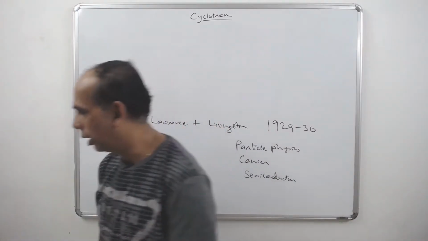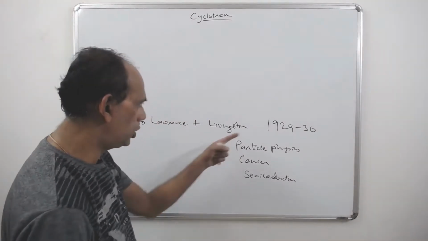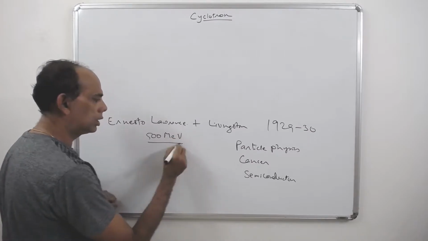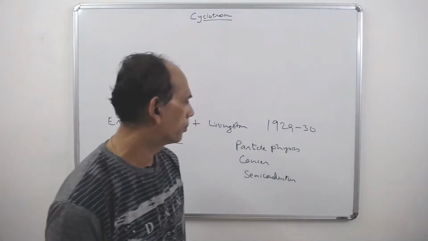This is the basic thing, right? The energy that you get is around 500 mega electron volts. This is the energy up to which you can get the particle going.